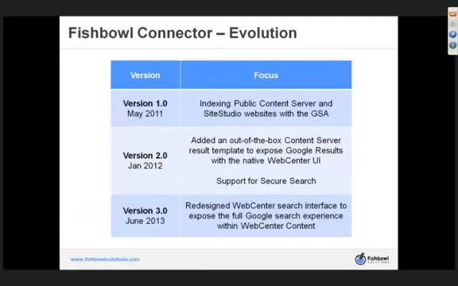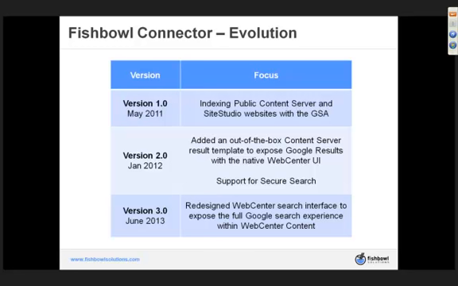Presentation is obviously a very important part of search, and that's really one of the things that we're focused on with this 3.0 release. Fishbowl Solutions released the first revision of the Google Search Appliance Connector back in May of 2011, shortly after we became a Google partner. The first release was really focused on the back end, providing that ability to index content. It was really focused on public content, putting the Google Search Appliance behind things like public Site Studio websites.